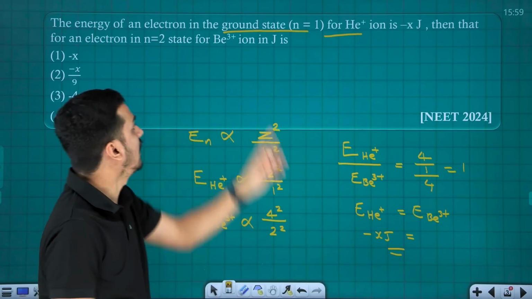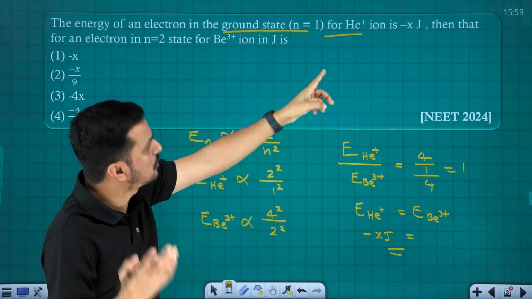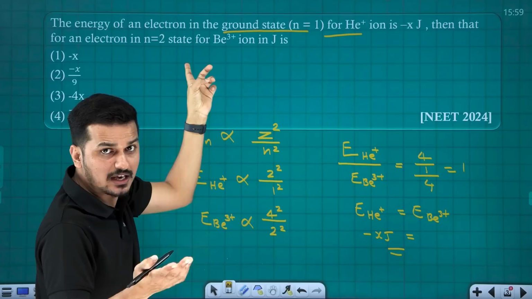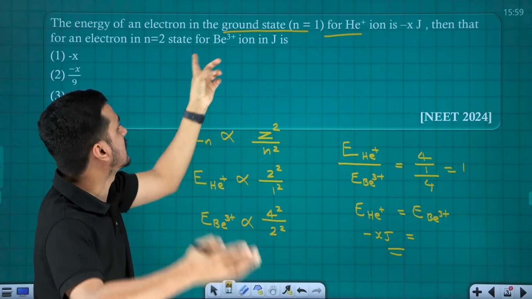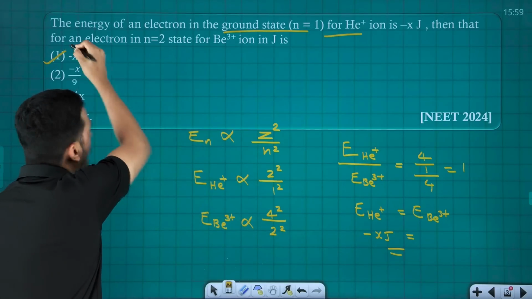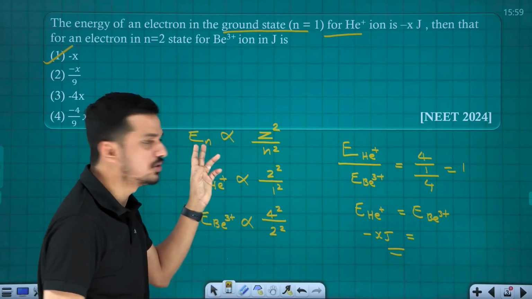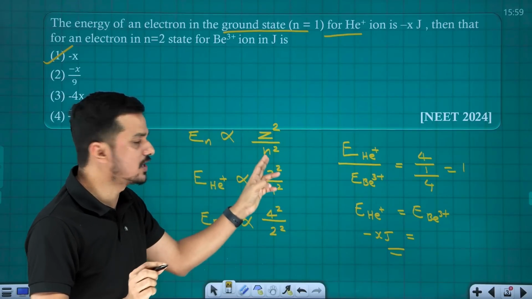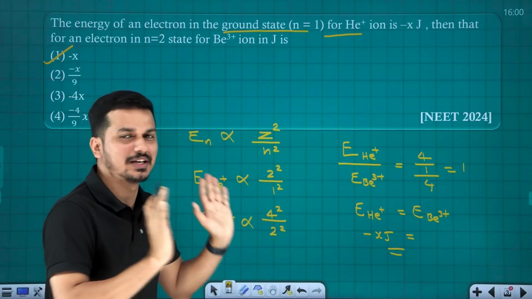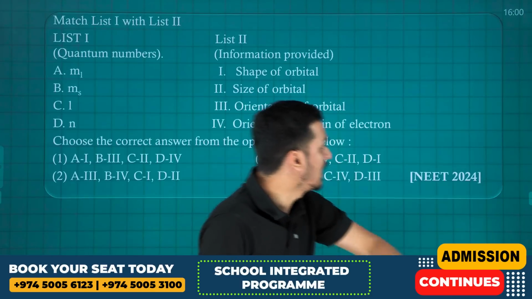That means the energy of the electron in the ground state of helium plus is equal to that of the electron in n equal to 2, the first excited state, of beryllium 3 plus. So that is minus x joule. So our answer is option 1. Clear, dears? The only thing is that you must know that energy is directly proportional to Z square by n square. Keep that idea in mind, then apply it and you will get the answer. Yes, proportionality is enough. So we can move to the next question.